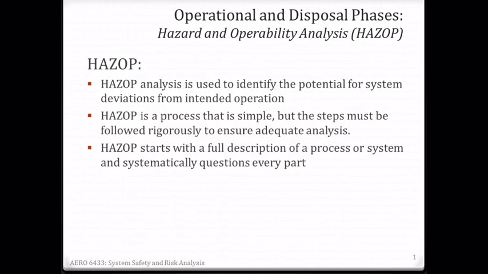HAZOP is a secondary technique that uses keywords to help identify every conceivable way that the system could deviate from intended operation. Now, deviation from intended operation is not necessarily hazardous, but deviations from intended operation can help us determine if hazards might be caused by that deviation. The HAZOP process is pretty simple and straightforward, but it must be executed rigorously and systematically for maximum benefit.